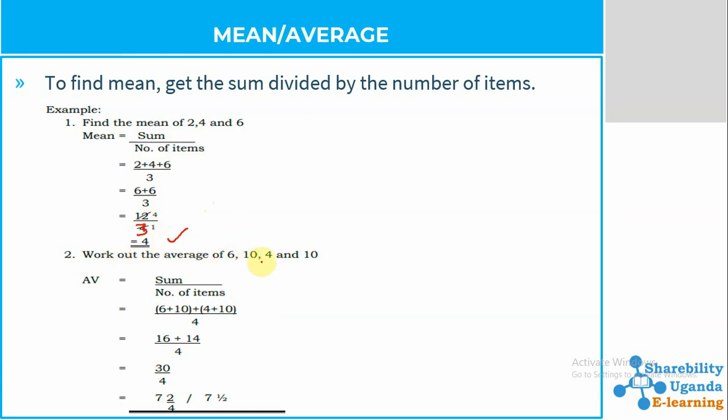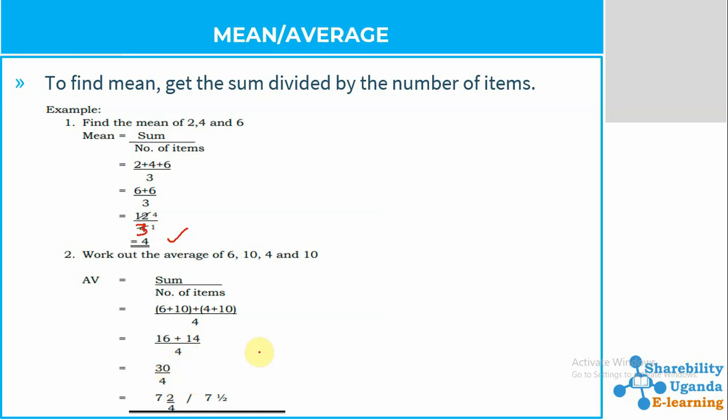The same applies to this question, where they are saying work out the average of 6, 10, 4 and 10. This simply means we need to add these numbers. Here they arranged them: 6 plus 10, then 4 plus 10, where they get 16 plus 14, out of how many numbers? 1, 2, 3, 4. So 16 plus 14 divided by 4, that is 30 divided by 4.